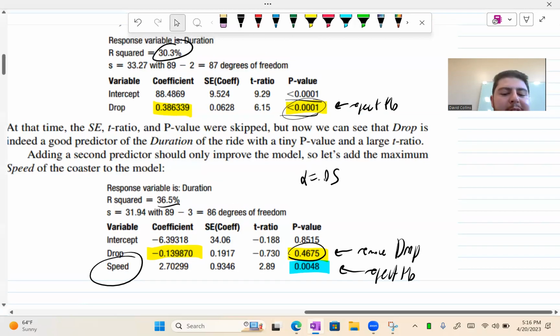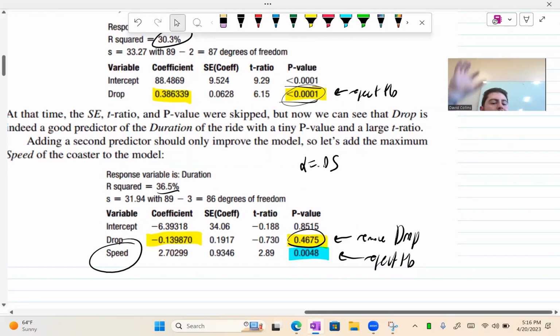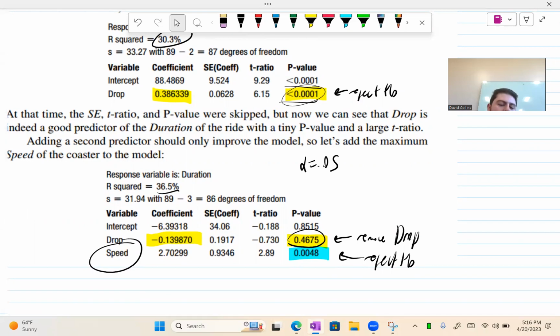We see they're collinear because we added a new variable that not only changed the table, but made the previous variable insignificant. It wiped it off the board. Then you have to think logically: there should be a linear relationship between drop and speed. So the real life context is factoring in there too.